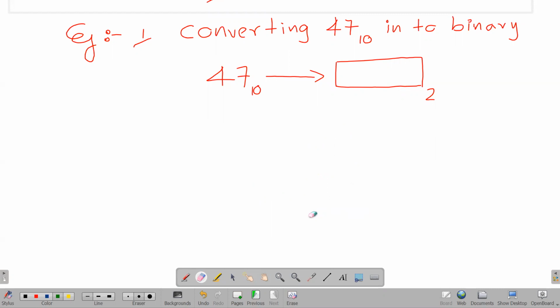When we are doing this, the first thing we have to do is take the decimal value and divide it by 2. And why are we dividing it by 2? Because we are converting this value into a binary value. So how are we going to divide this?